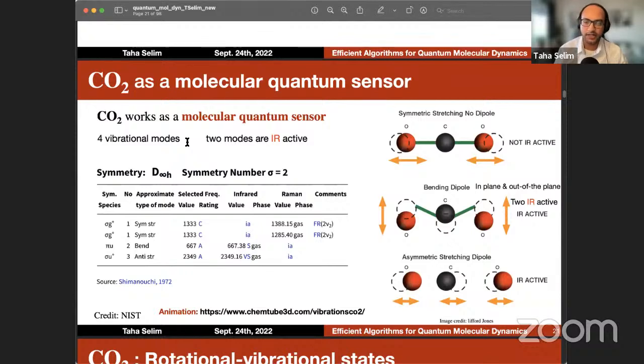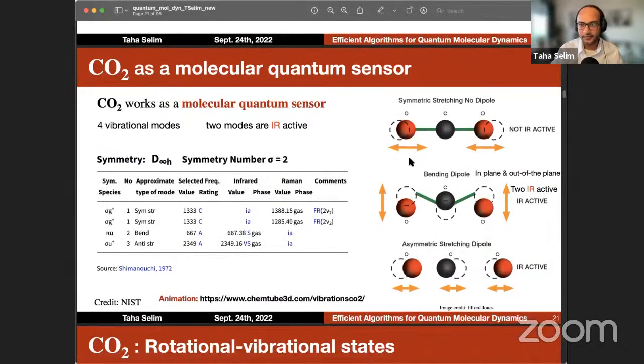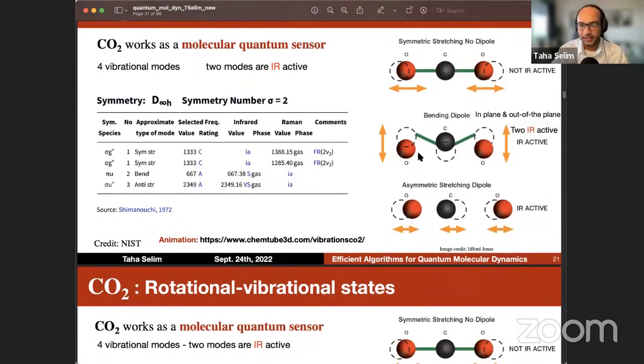The others are not in IR, so they cannot be directly observed. And we see here the symmetric stretch. It means that the 2 oxygens move in the same direction, either they contract or expand. We see here the bend mode, where the molecule really bends like water.